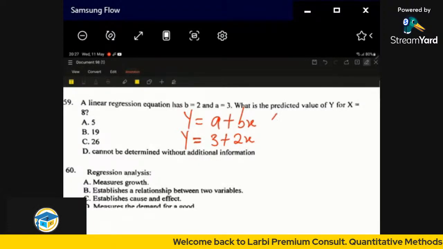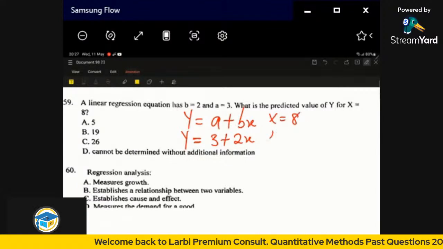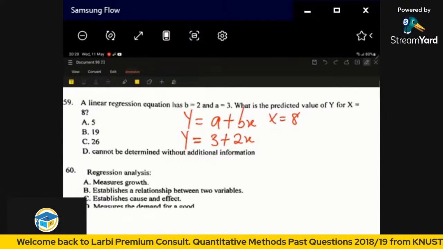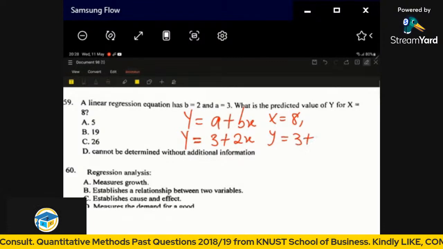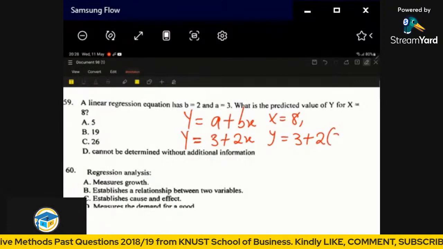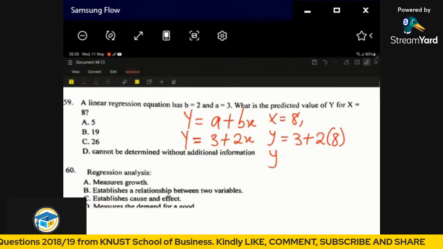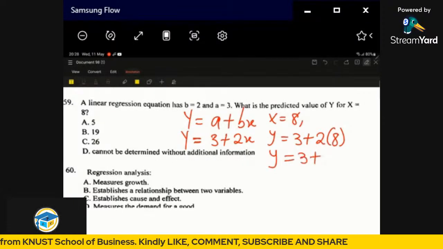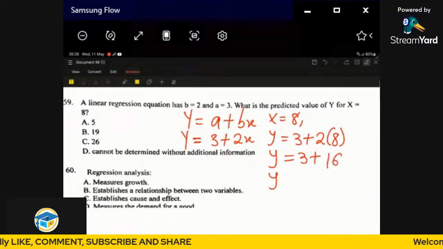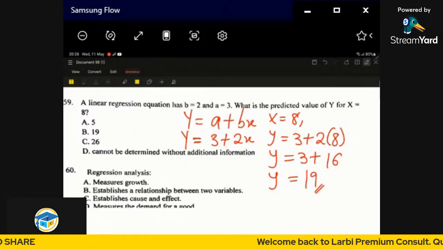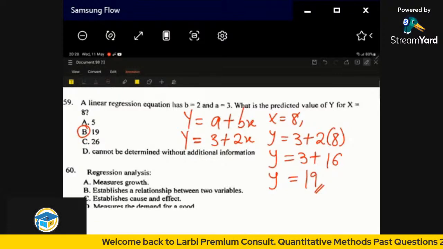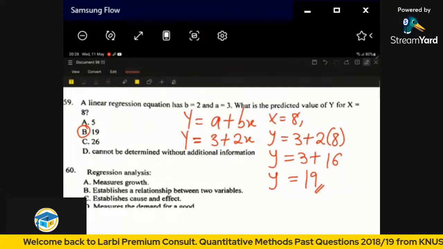So we can say that at x is equal to 8, y is going to give us 3 plus 2. We know x is 8, so it's actually 8 here. So y is going to give us 3, and we know 2 multiplying 8 is going to give us 16. So y is equal to 3 plus 16, which gives us 19. So that's going to give us option B. So once you have this equation, you are good to go. So let's take note of that.